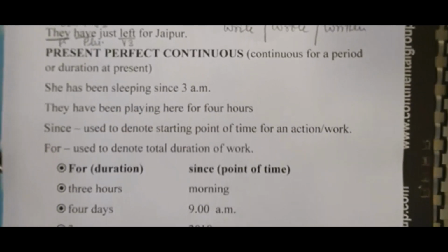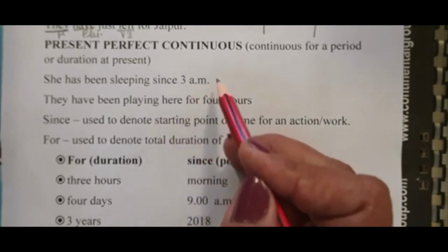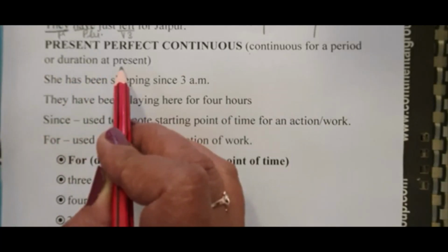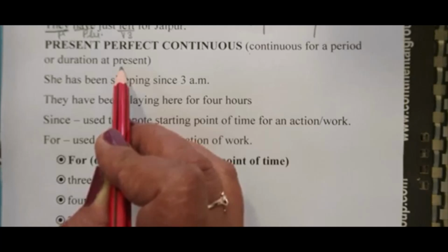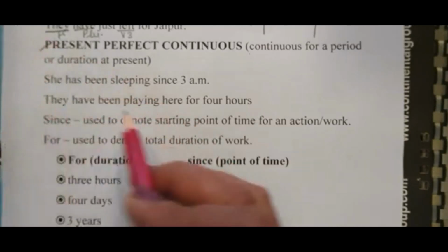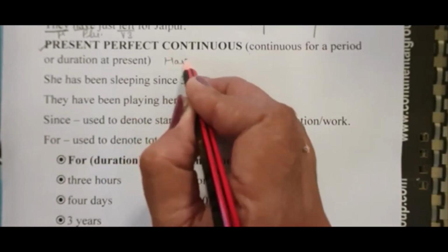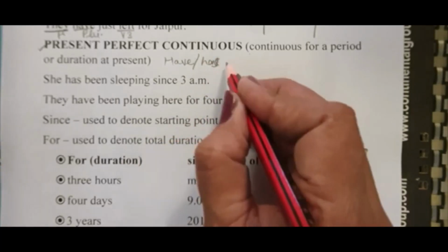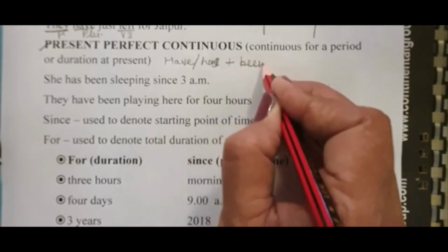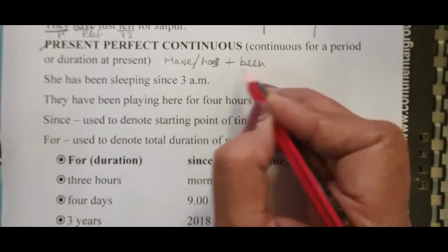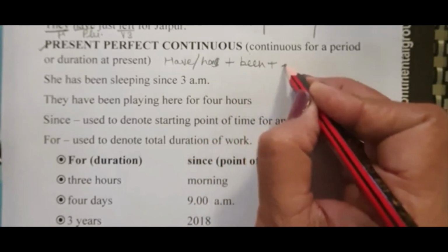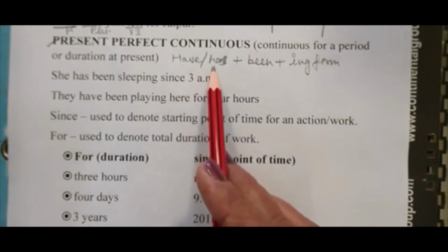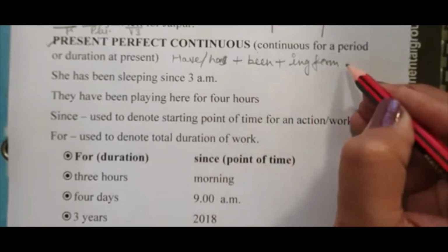Now quickly move forward to present perfect continuous. This is used for something which is continuous for a period or a duration at present. It began a little earlier and till now it is continuous. For that we use present perfect continuous tense. And the verb form for present perfect continuous is have, has, plus been. Because after has, have, we need the third form of verb. That is why we use been. And after this, we use the ing form of the main verb. Has, have, been, ing form of verb.